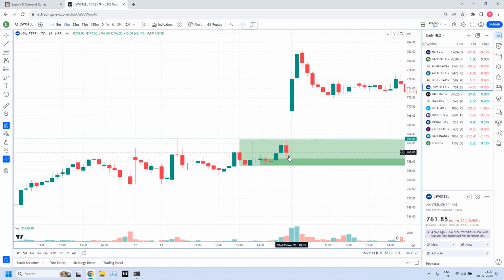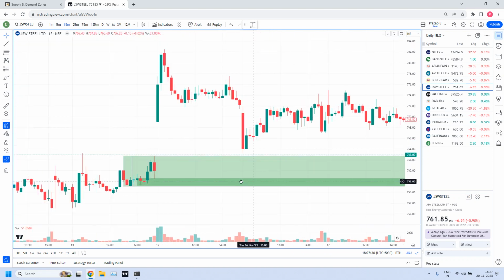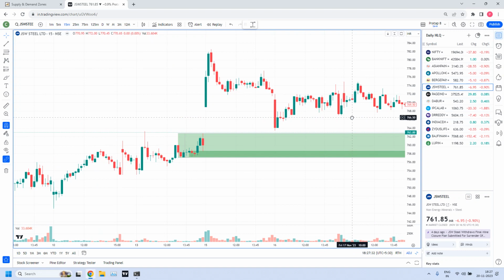But the problem is, see again price entered into this zone after that. So that means this zone is already tested, the fine-tuned zone. And moreover, it is more deep inside. After that, there are no fresh zones created here. That's why I have some doubts about this trade.